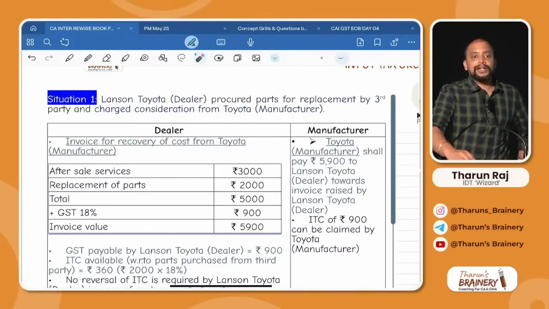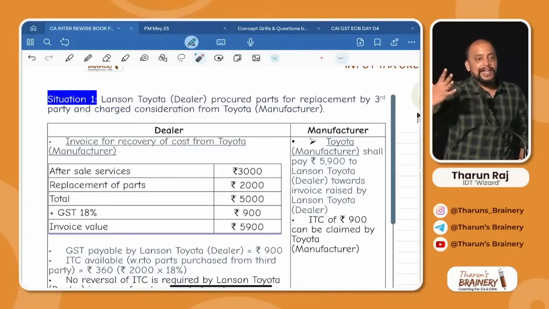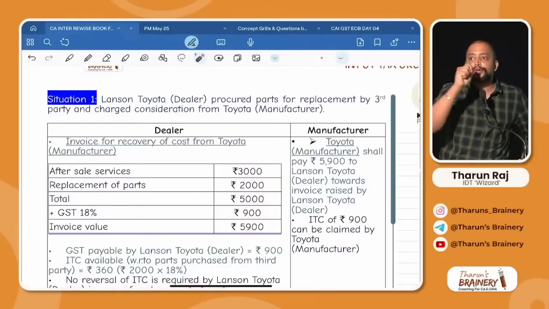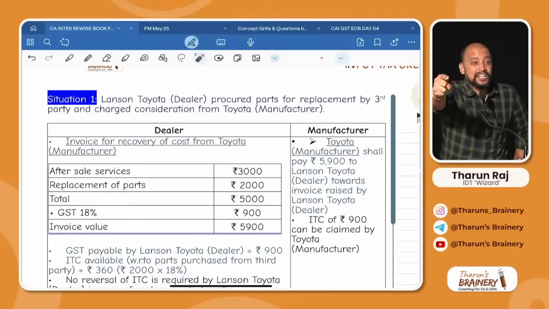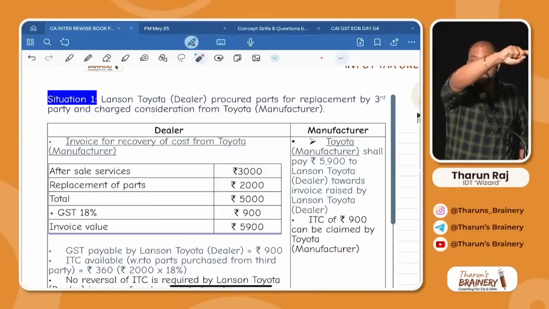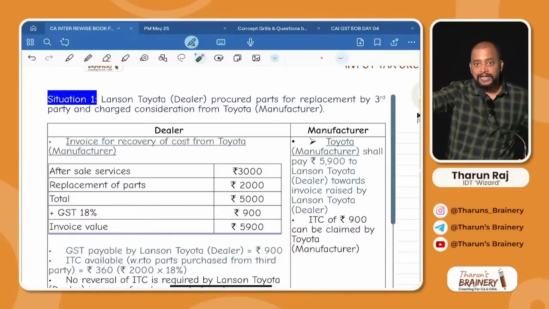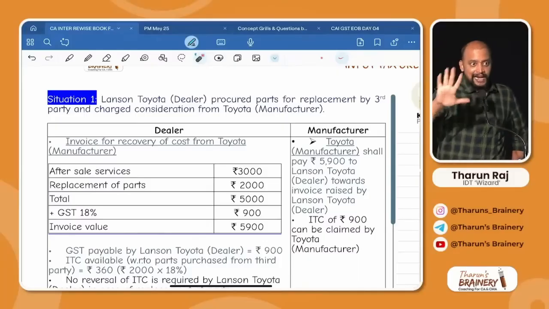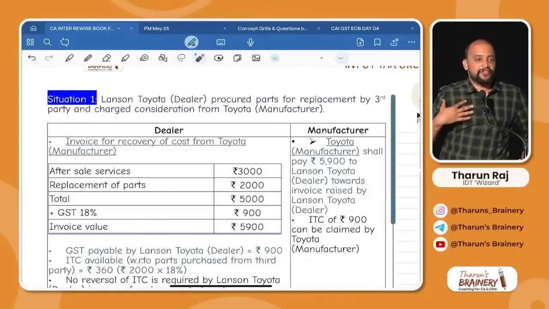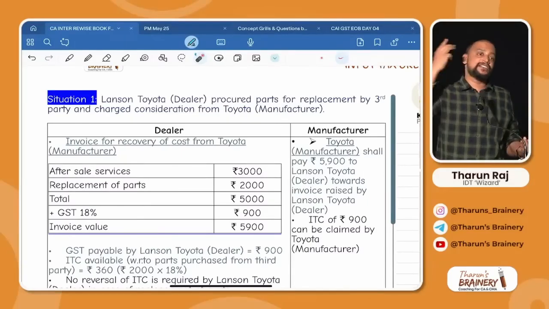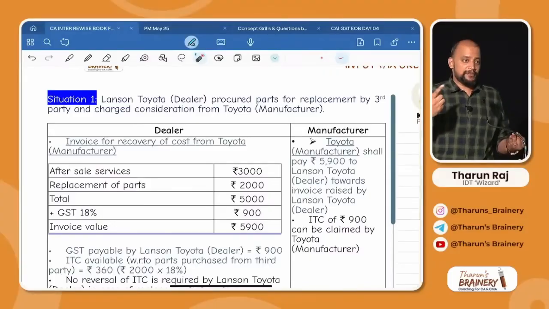Now listen, you are a dealer, step into the shoes of the dealer. I am the manufacturer. What you are doing? You are replacing the part. You purchased it from the market, from a third party, and you replaced it during warranty period. Now in that case, how much will you recover from me? That 2,000 also you will recover from me? Correct. Plus that 3,000 rupees also you will recover from me, the manufacturer.